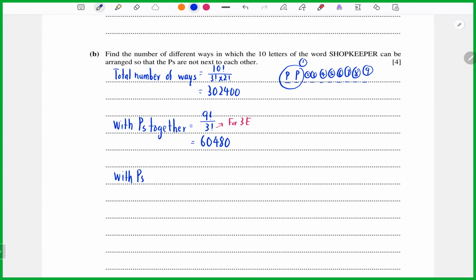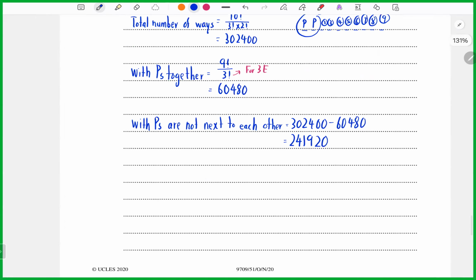Okay, so now I can find with Ps not next to each other. So you can take 302400 minus 60480 equals to 241,920. Okay, so this is your answer for question B.